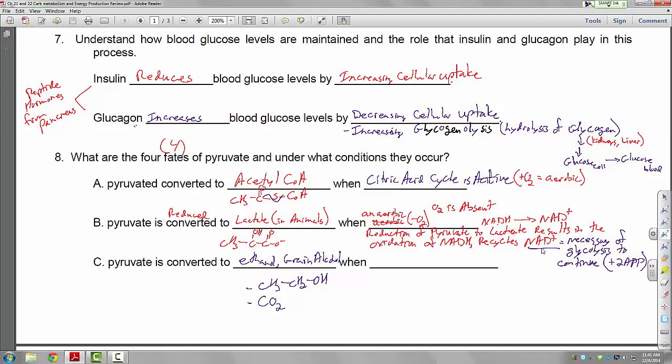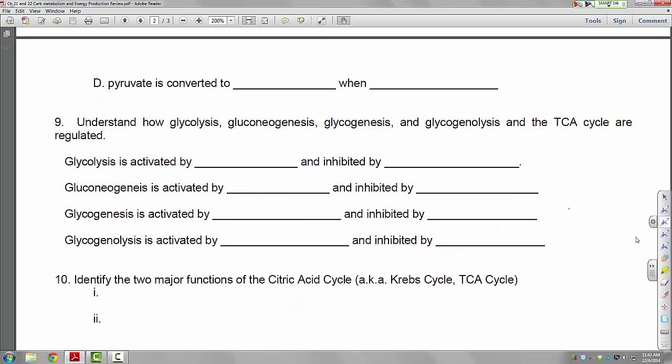So also when oxygen is absent, so anaerobic conditions, but this is only in microorganisms or yeast. We'll just say yeast. So animals convert pyruvate to lactate. These microorganisms, yeast, convert pyruvate to ethanol and carbon dioxide, but for the very same reason, to recycle NAD so glycolysis can continue.